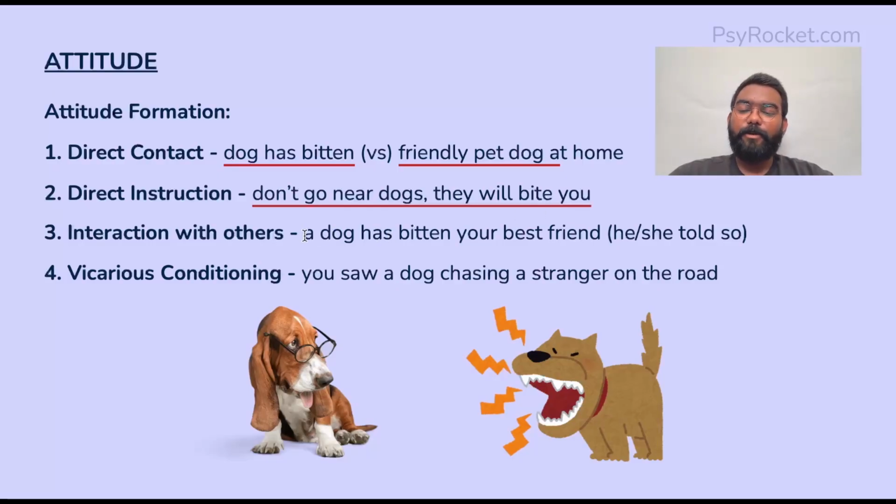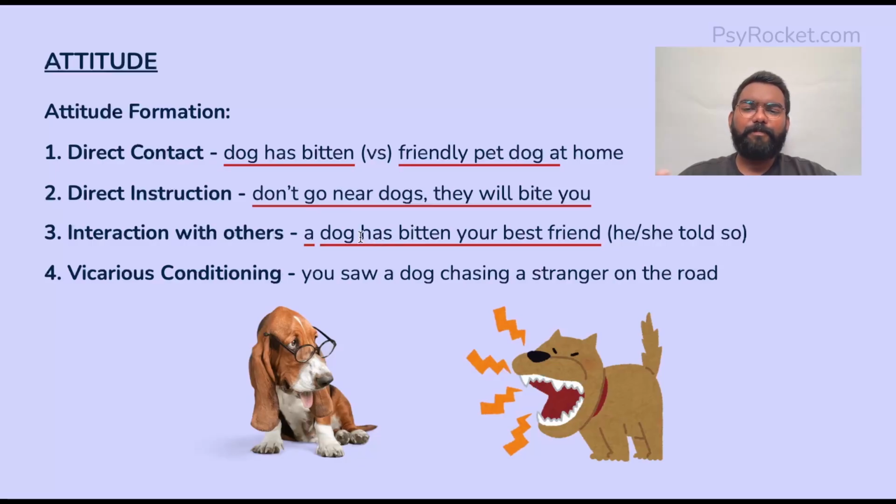Then an attitude could also form through interaction with others. A lot of people get confused between direct contact and interaction with others, so I'll explain clearly. The object here is a dog. In direct contact, you have experience with that object itself. But in interaction with others, a dog has bitten your best friend. Let us say hypothetically you did not interact with any dog. You had nothing to do with any dog.